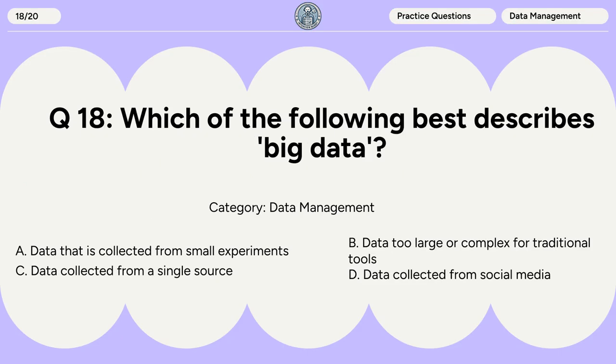Question 18. Which of the following best describes big data? A. Data that is collected from small experiments. B. Data too large or complex for traditional tools. C. Data collected from a single source. D. Data collected from social media.